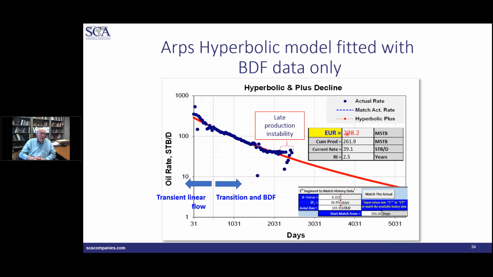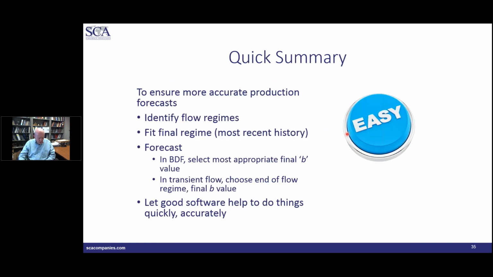And we forecast an ultimate recovery of about 300,000 barrels. So to summarize quickly and to leave a few minutes for questions, I note that to ensure more accurate production forecasts, my recommendations are, very importantly, first find the final flow regime in the history of the well. If you see more than one flow regime, if you see a final flow regime which indicates boundary-dominated flow, fit that final flow regime. That will appear in the most recent history. And then once you fit, you can forecast.